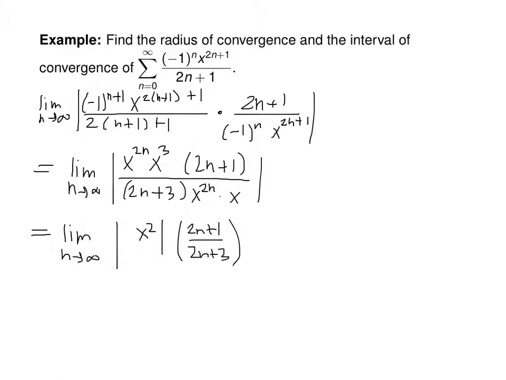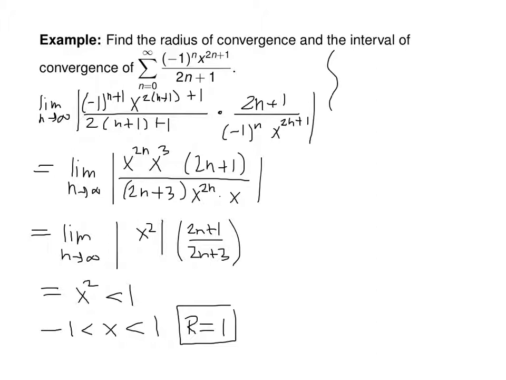And since the limit as n goes to infinity of 2n plus 1 over 2n plus 3 is 1, this limit will be x squared, and we'll have convergence if this is less than 1. And so that implies that x is in between negative 1 and 1. So my radius of convergence r is equal to 1. And next, let's test our endpoints.